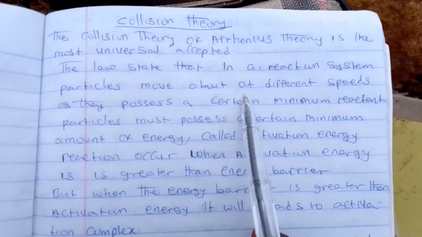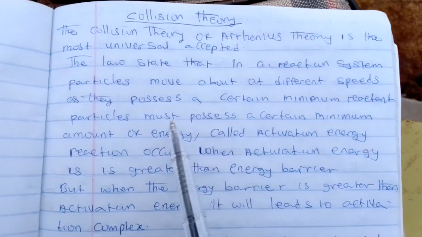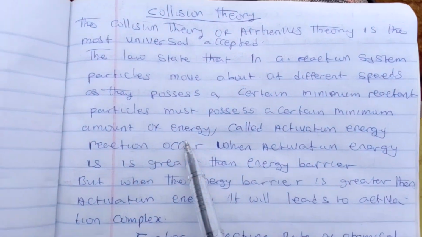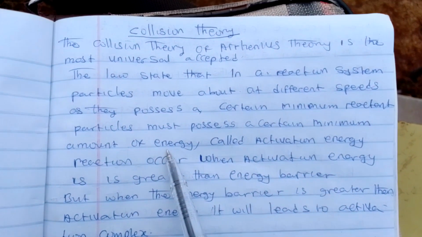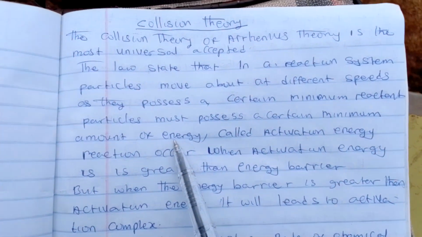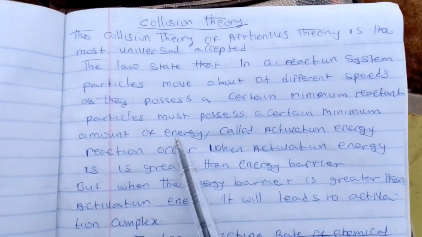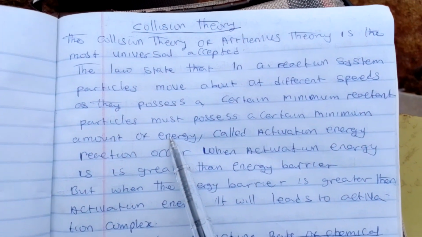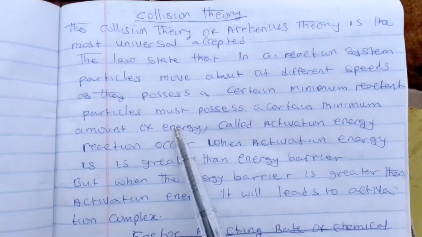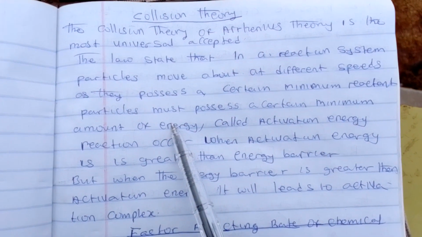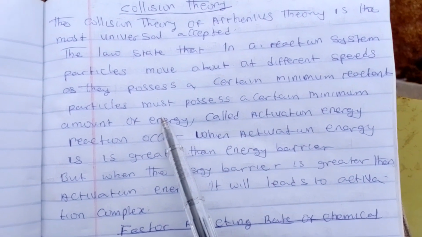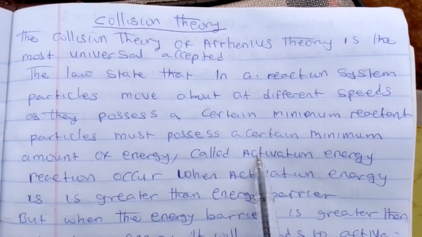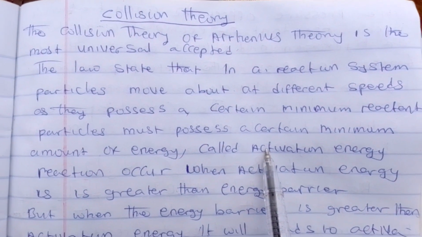The law states that in a reaction system, particles move about at different speeds, and they must possess a certain minimum amount of energy. It means that before any chemical reaction can occur, the reactants must contain a minimum amount of energy. The minimum amount of energy required before a reaction can occur is called activation energy.